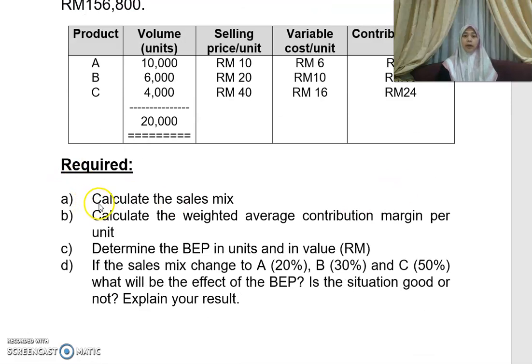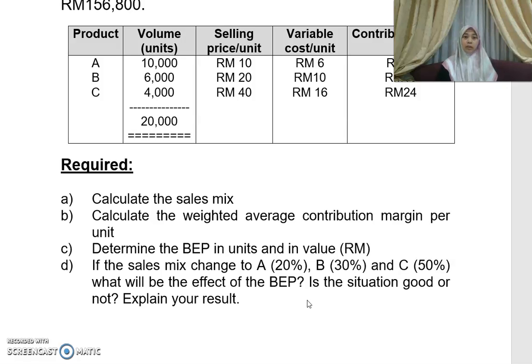So you are required to calculate the sales mix. Next, you are required to calculate the weighted average contribution margin. Next, you are required to determine the break-even point in units and in value. Next, the question asks you, what if the sales mix changes to A 20%, B 30%, and C 50%? So what's the effect on your BEP? So is this situation good or not? And you are required to explain your finding.